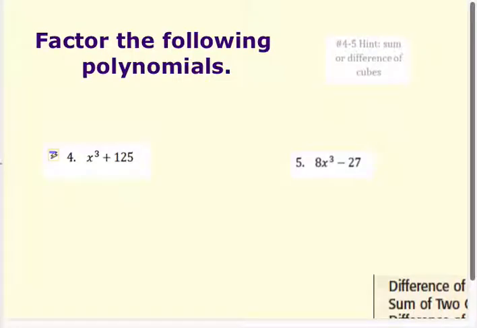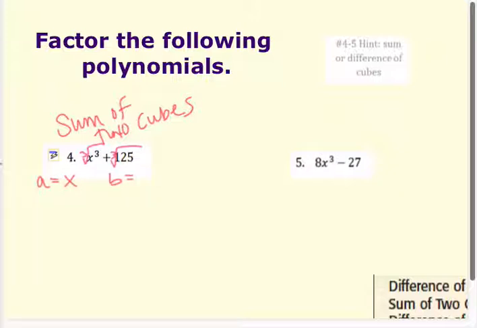Okay, we want to factor the following polynomials. The hint for number 4 and 5 is it's a sum or difference of cubes. So you can look at your note sheet above and see the sum and difference of two cubes. If I look at 4, since it's addition, it's a sum of two cubes. To help myself out, I would figure out what a is and what b is. So I take the cube root of each piece. This means that a is equal to x, and b is the cube root of 125, which is 5, because 5 times 5 times 5 will give me 125.